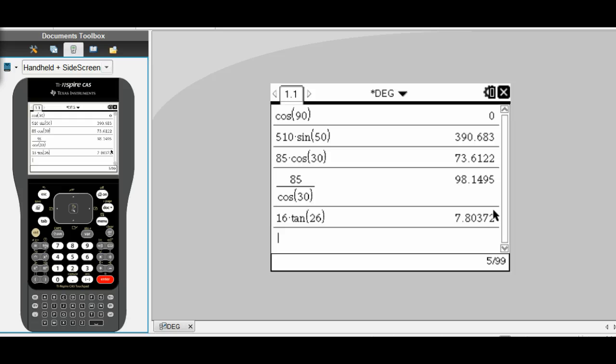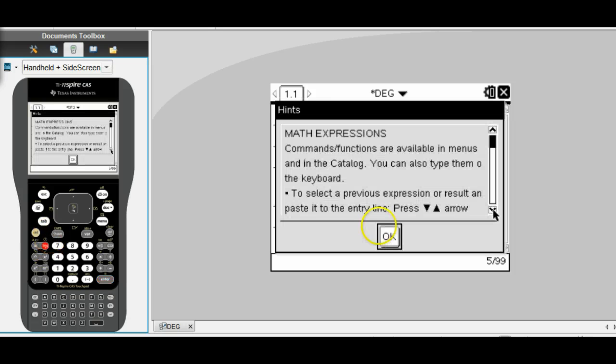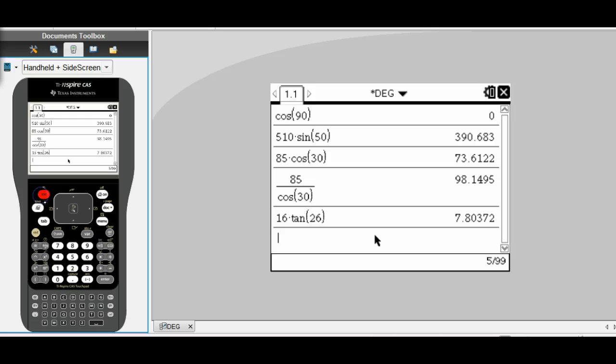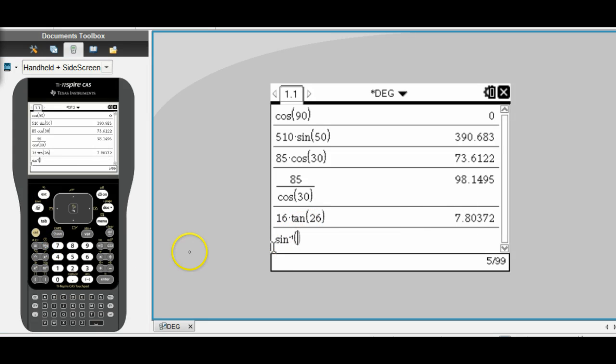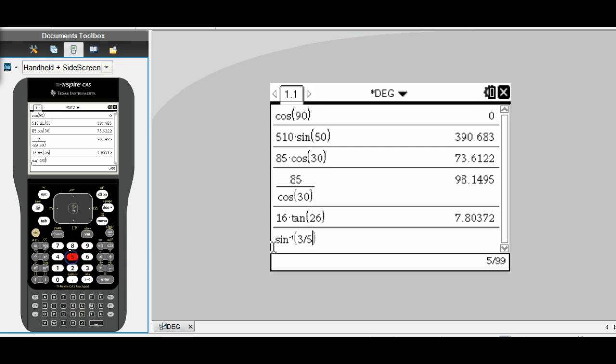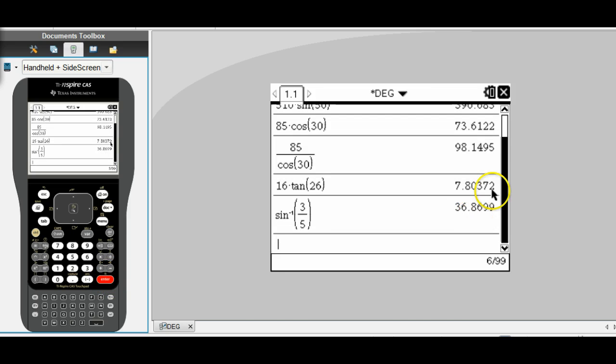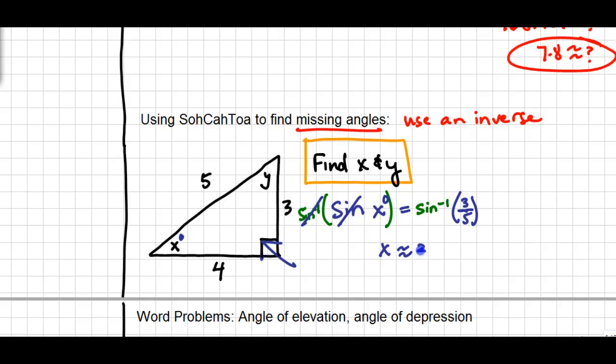On the calculator, I'm just going to choose inverse and then 3 divided by 5. Or if you want to use the fraction bar, that works as well. So I get about 37 if I'm rounding to a whole number. Be careful to put in the degree measure, because it is an angle that we just found.